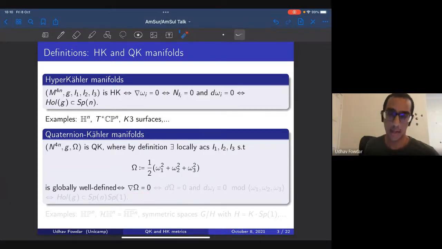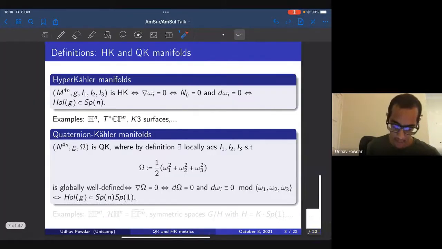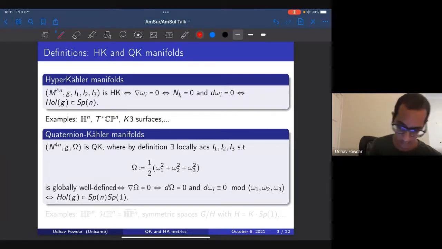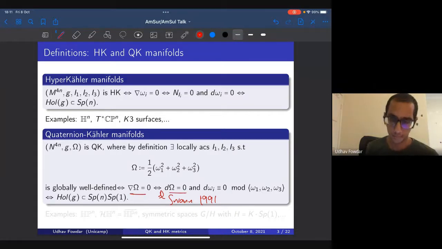And you would like to have a simple way of characterizing this condition, just like in the hyperKähler case, where you had this condition here, which was equivalent to asking the two form to be covariantly constant. There's an equivalent way in the Quaternion-Kähler realm, and this is the theorem of Swann, back in 1991 in his thesis work. He showed that the Quaternion-Kähler four form is covariantly constant if and only if it is closed.